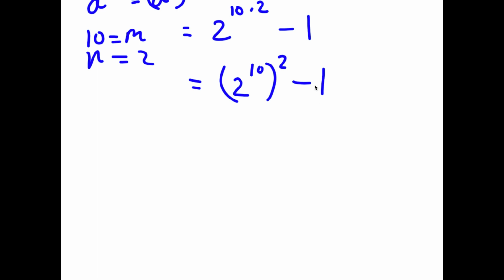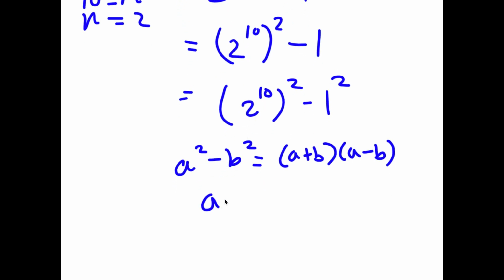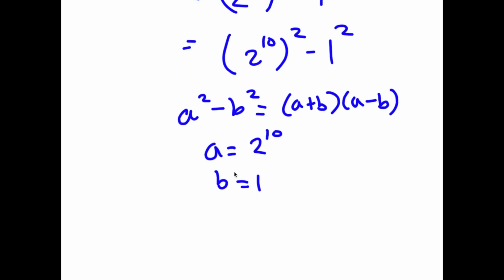Now, 1 here is the same thing as 1 to the power of 2, because 1 to the power of any number is simply just 1. So I'm going to rewrite 1 here as 1 to the power of 2. Now, if I have something in the form a squared minus b squared, this is equal to a plus b times a minus b. And in this case, a is 2 to the power of 10, and b is 1.